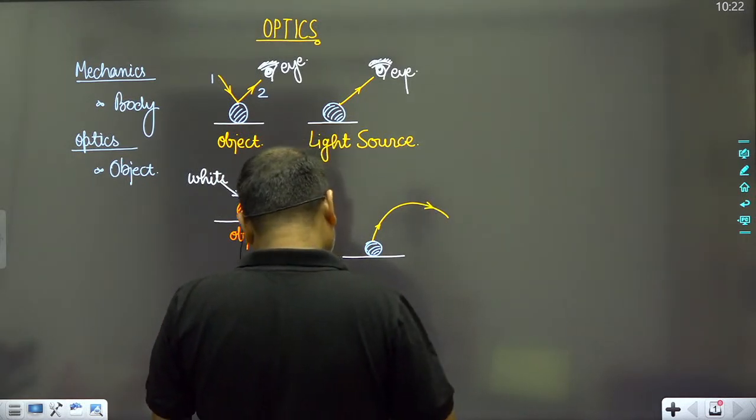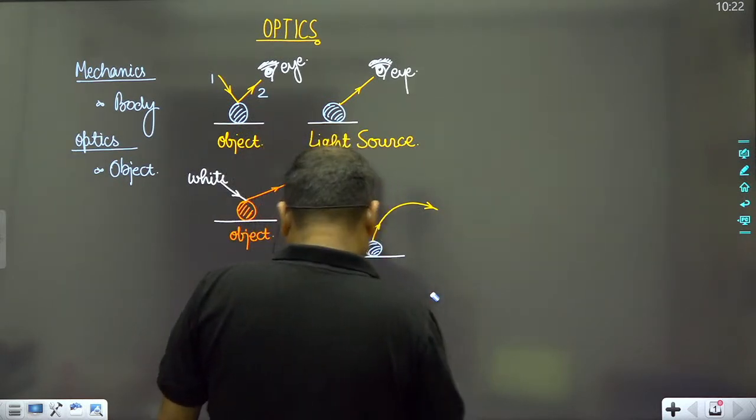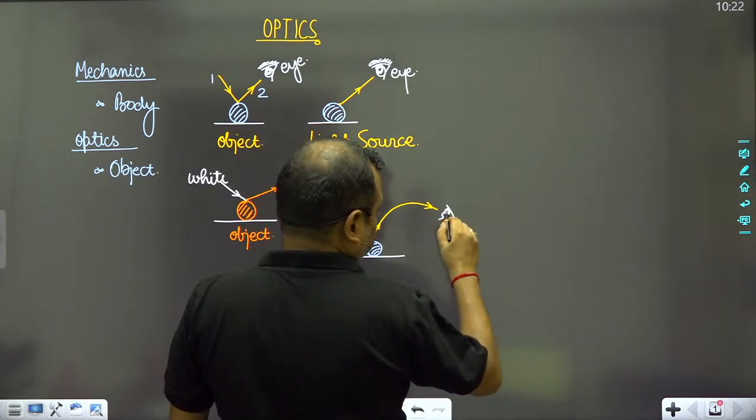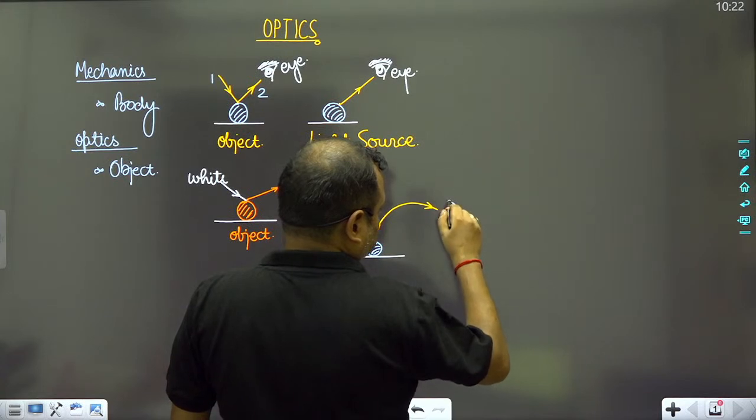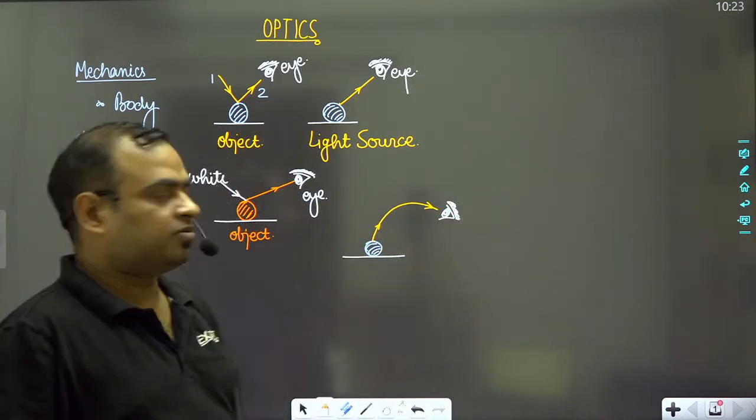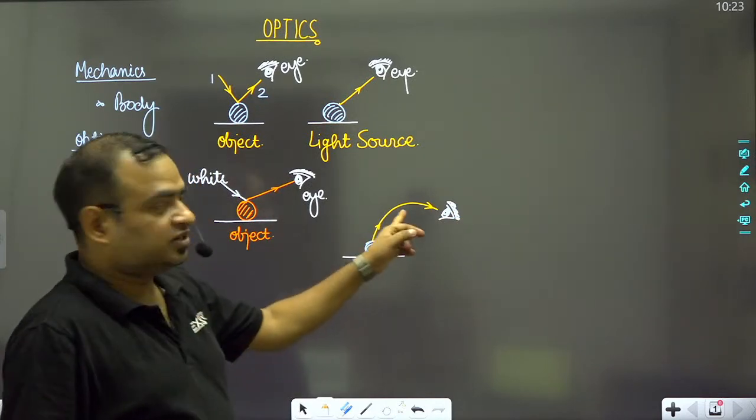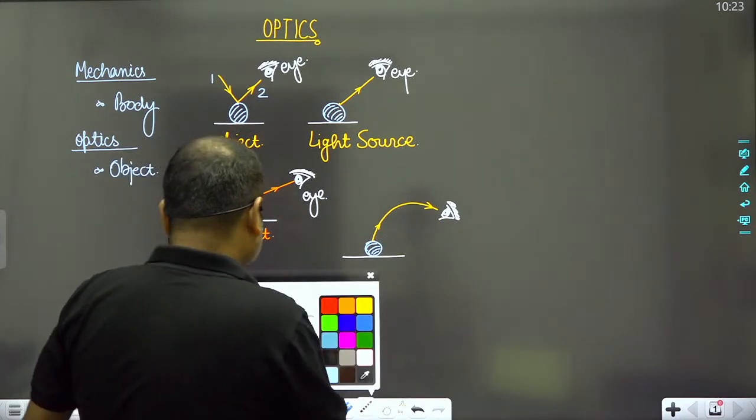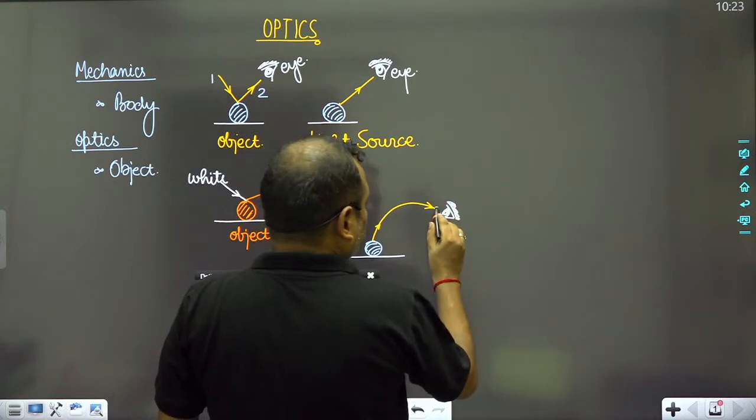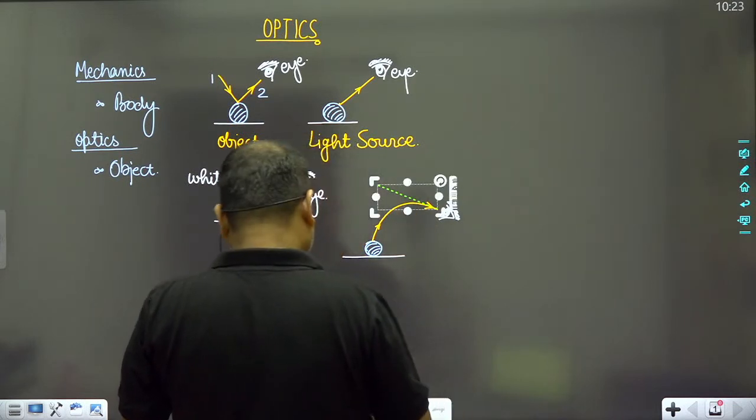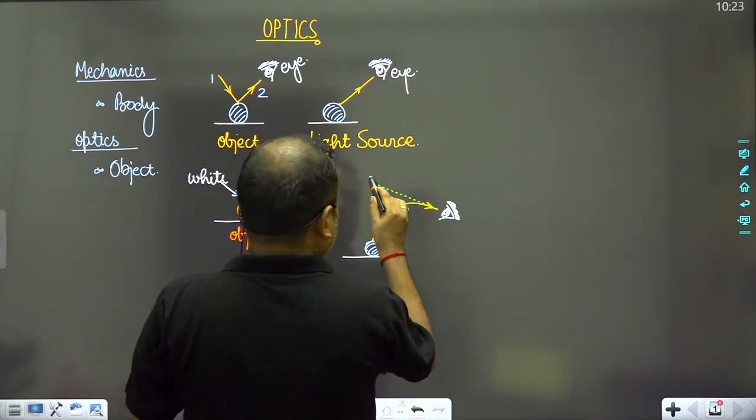Okay, so due to certain regions like this, here you can see that this light ray is falling into our eyes. But the direction in which the light ray enters the eye, in the same direction, in the backward side, this object appears. In the same direction this object appears.